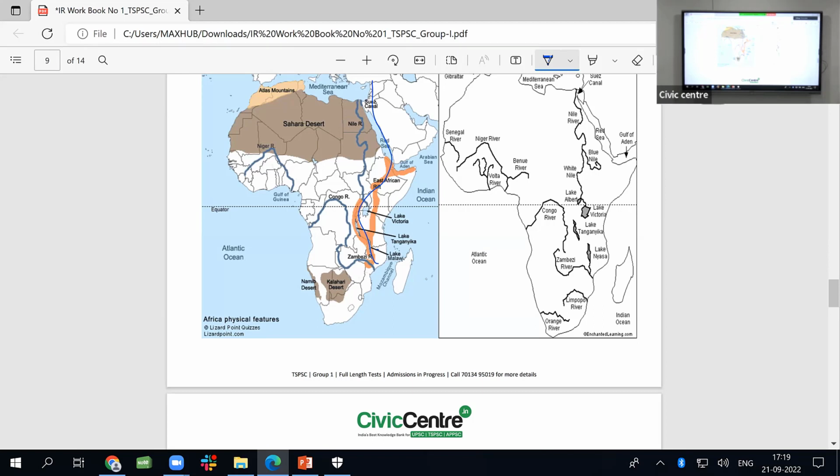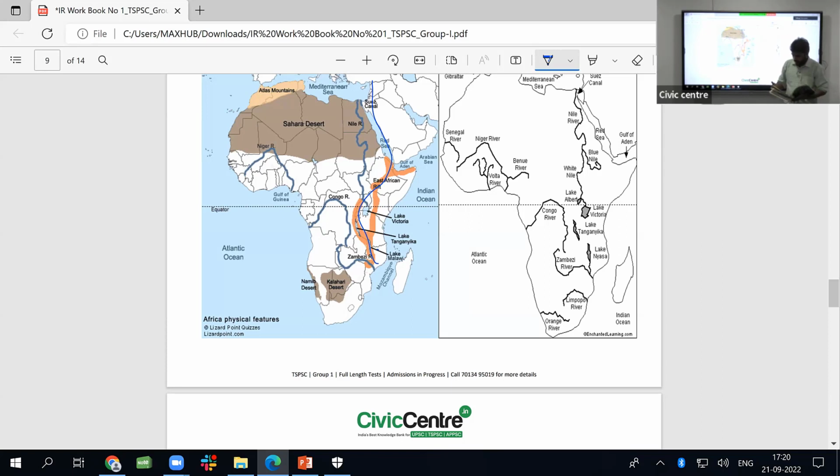Can you locate Mount Kilimanjaro? Mount Kenya? Mount Kilimanjaro and Mount Kenya. Mount Kilimanjaro is the highest peak in Africa, located in Tanzania. Mount Kenya, I think the equator is passing through it, isn't it?